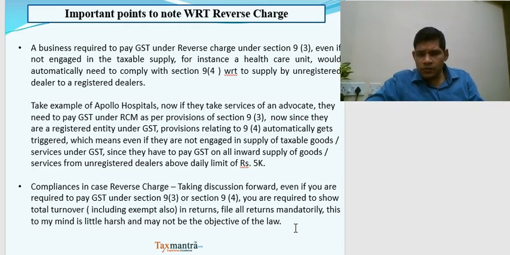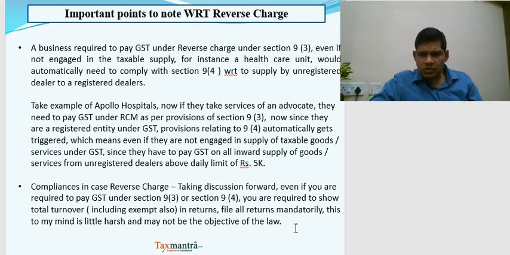So basically, my worry is that even though you are exempt under GST, if you have to pay RCM under 9.3 on those specified services, then the provisions of 9.4, which talk about taking services or goods from unregistered dealers, automatically trigger, and you have to start paying reverse charge on all the inward supplies amounting to more than 5,000. So this is what I wanted to stress upon. Obviously we will get input of reverse charge when we pay, so that's not an issue.